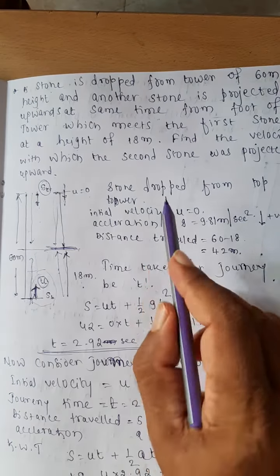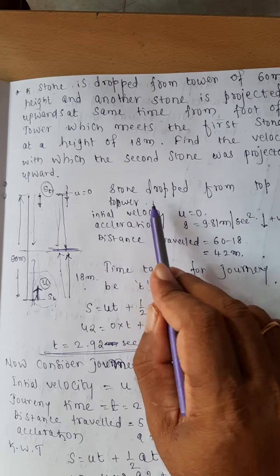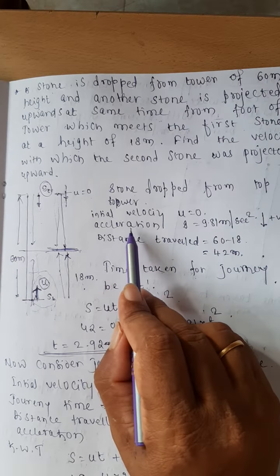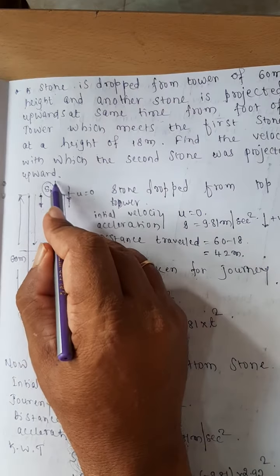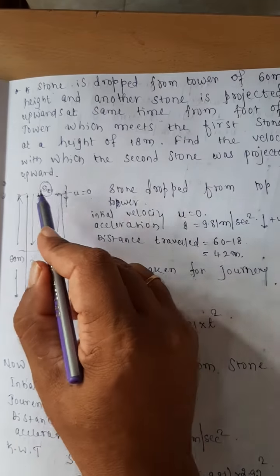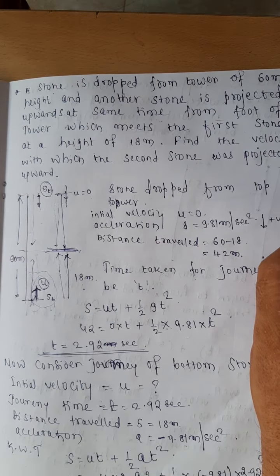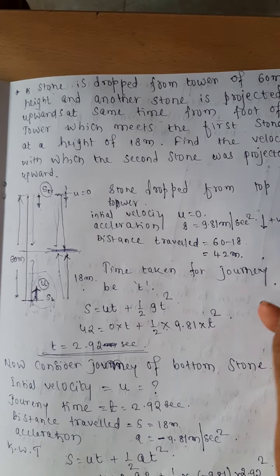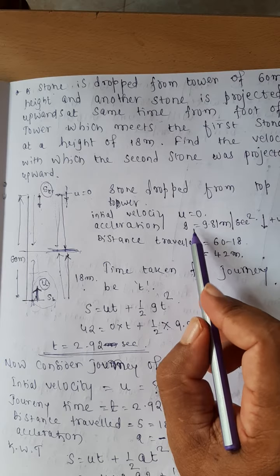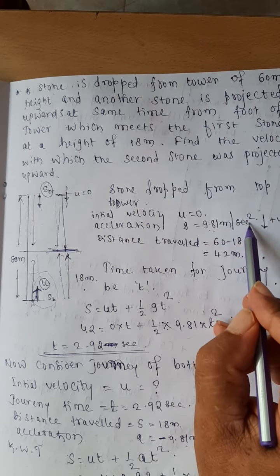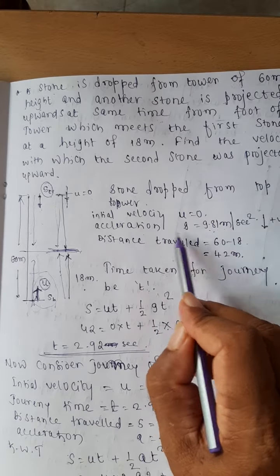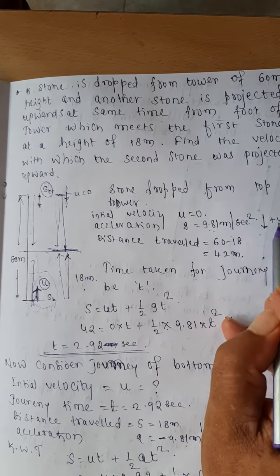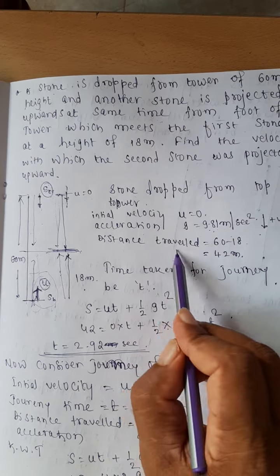Is it all right? Stone dropped from the top of the tower. Initial velocity of it is equal to 0, and you can take any direction of motion as positive. For this stone, it is better if you take the downward direction as positive, then a will become equal to plus 9.81 meter per second square. a is nothing but g, acceleration due to gravity, plus 9.81 meter per second square. Distance traveled by it.